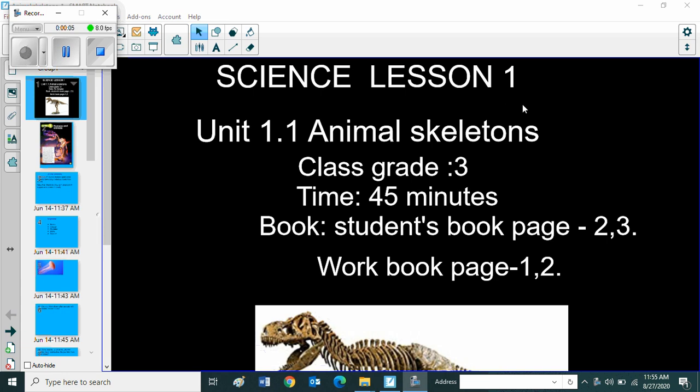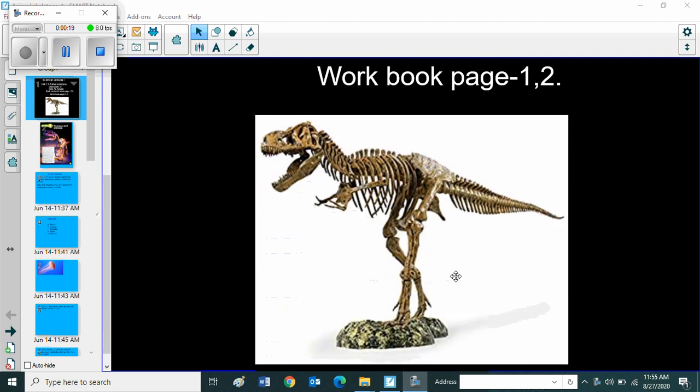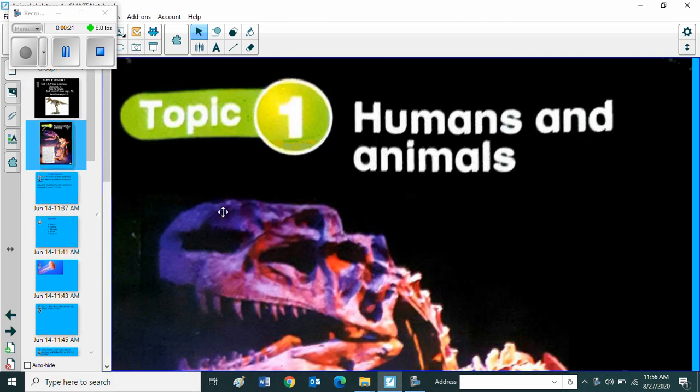Science lesson 1, unit 1.1, animal skeletons. Class grade 3, time 45 minutes. Book: student's book, page 2 and 3, workbook page 1 and 2. Topic 1, humans and animals.